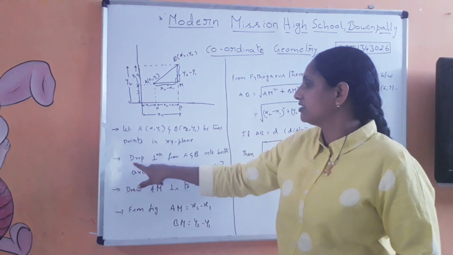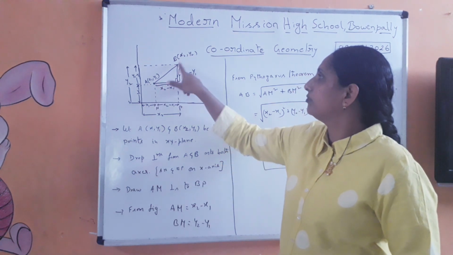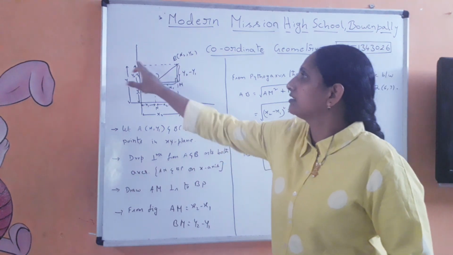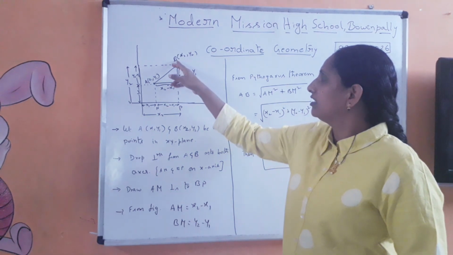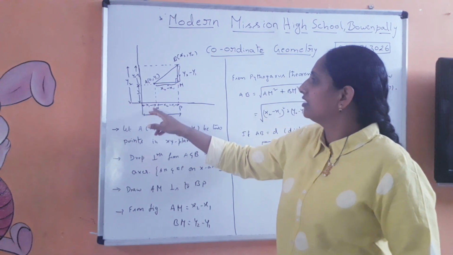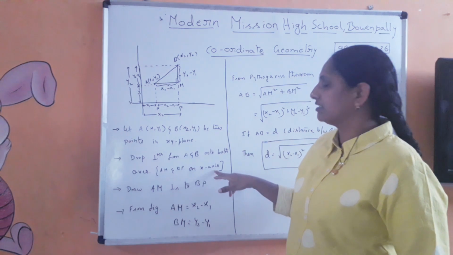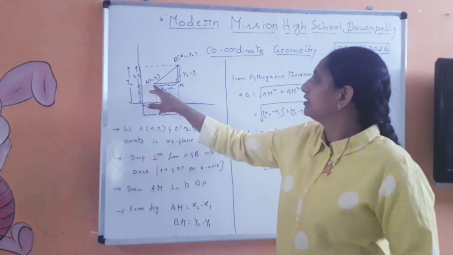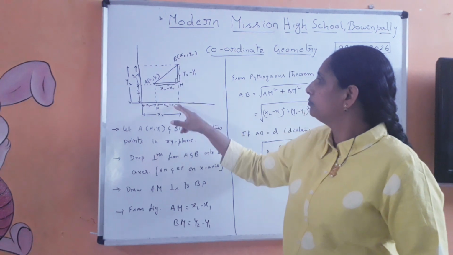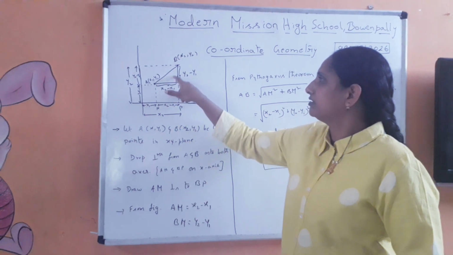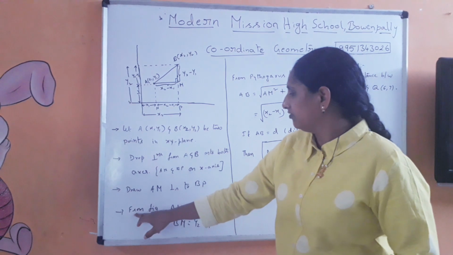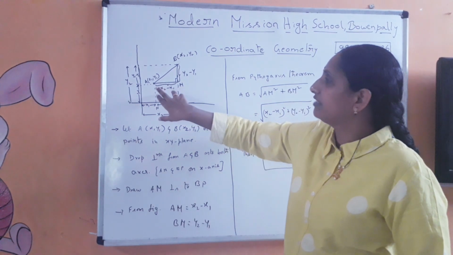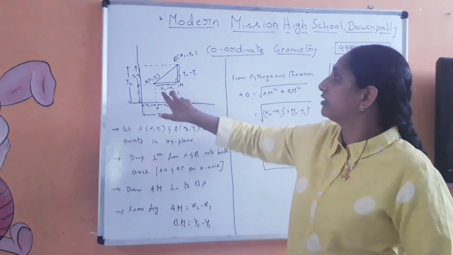Now the next step is to draw perpendiculars from A and B onto both axes. You can see that BP and AN are the perpendiculars onto the x-axis. Now draw AM perpendicular to BP. AM perpendicular to BP, so it forms 90 degrees here. From the figure it is very clear. We already discussed it in detail and it's only a quick review.